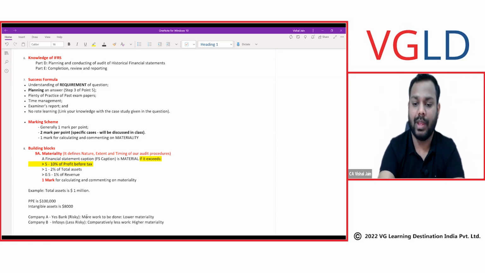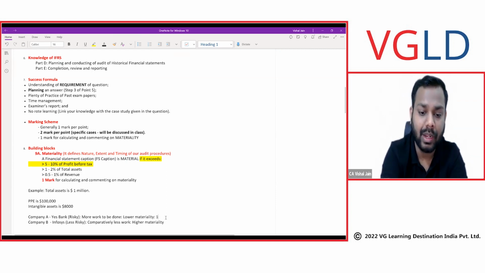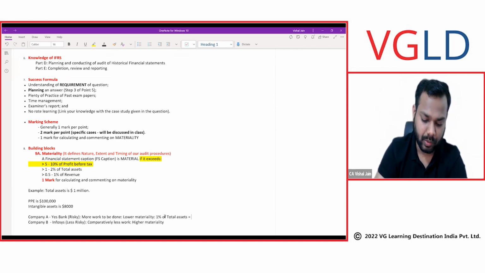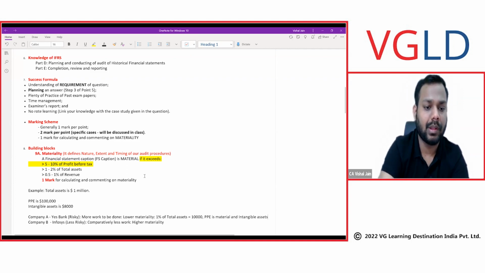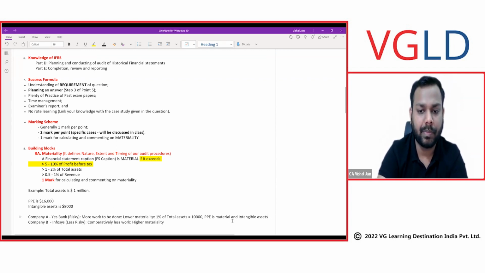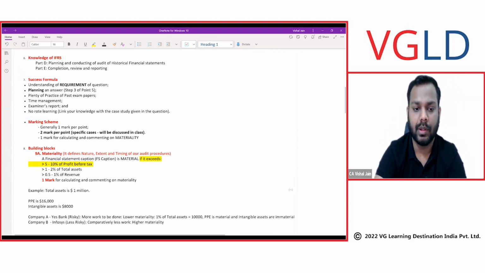Right? Now, in this case, for assets, the total percentage is 1 to 2%. We might consider 1% of total assets as our materiality. In which case, it becomes how much? 1 million, so 1% is 10,000. So our materiality is 10,000. And in this case, PPE is material and intangible assets, I'll make it 16,000, are immaterial. Is it clear for company A?